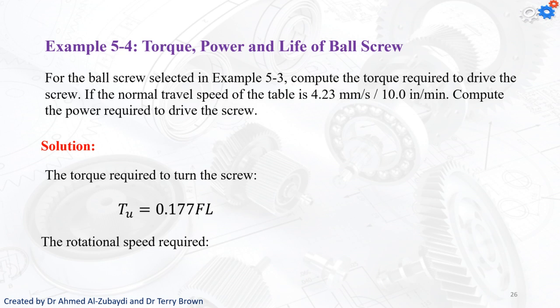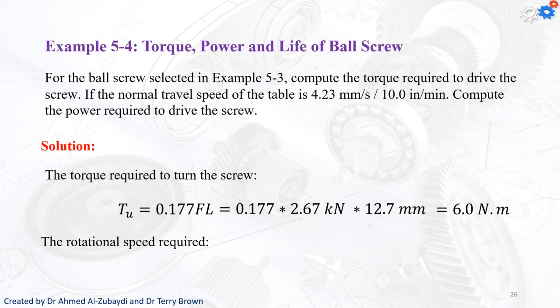You remember, the torque for raising the load is going to be 0.177 multiplied by the force multiplied by the lead. So we know that the lead has been found to be 12.7 millimeters and the load was 2.67 kilonewton. We can simply put that in the equation and the answer will be equal to 6 Newton meters.